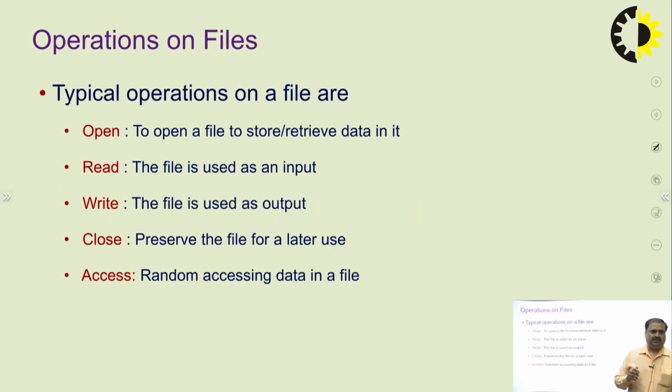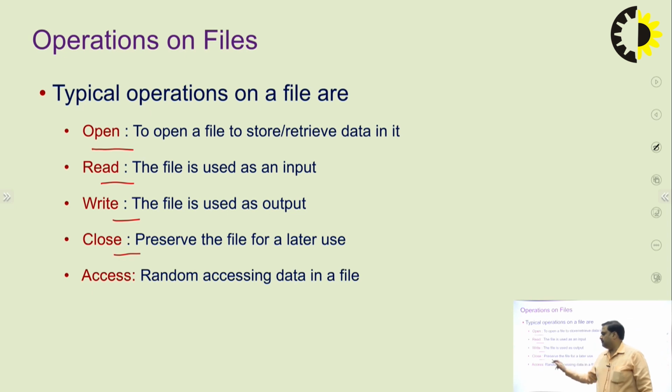So now let's start with file handling. These are some typical operations on a file in the C programming language. We can open a file for manipulation. This operation opens a file to store or retrieve data available in that file. Another is the read operation. Read operation is when we are reading content from a file, so we are using the file as input. Write to file means the file is used as output, so we are writing the content onto the file.